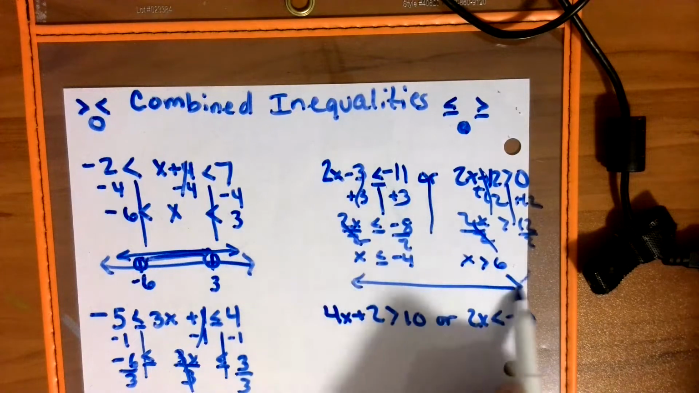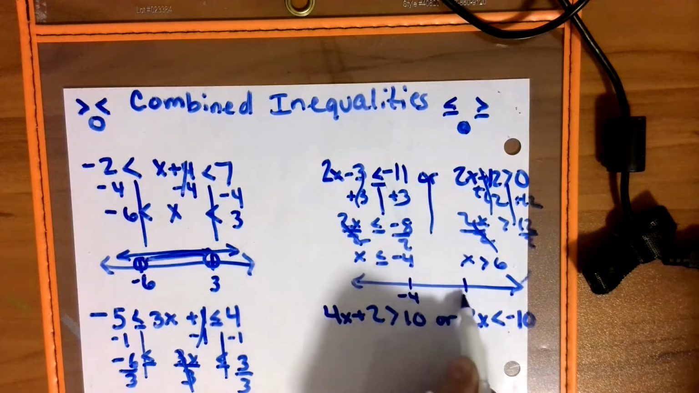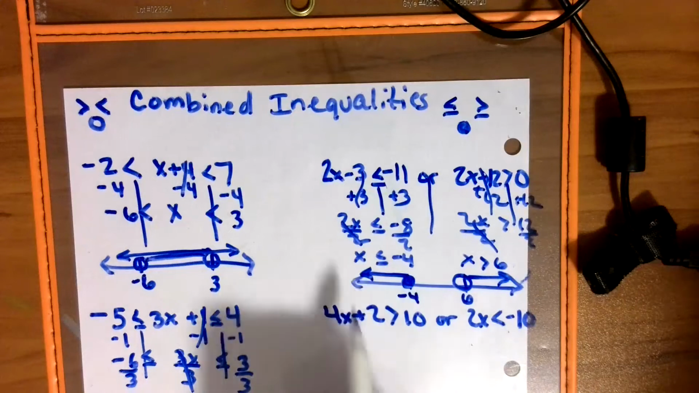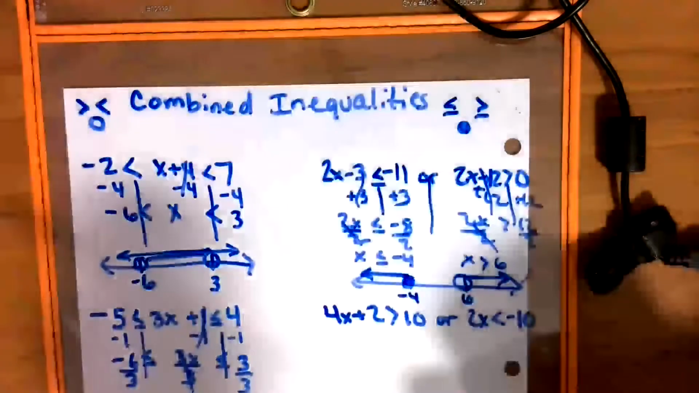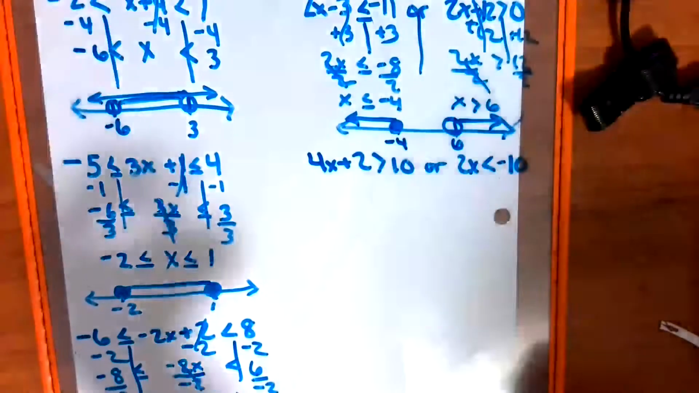When we graph this, x is greater than 6, and x is less than or equal to -4, they shoot away from each other. So most of the time, they're going that way from each other. Occasionally, they might run together, but most of the time, the ORs run away.